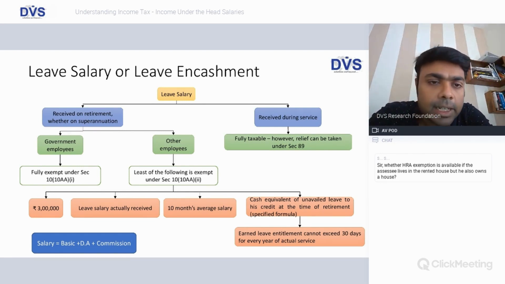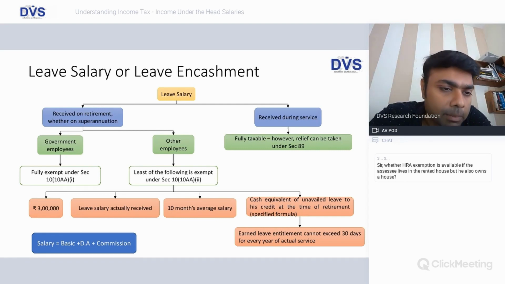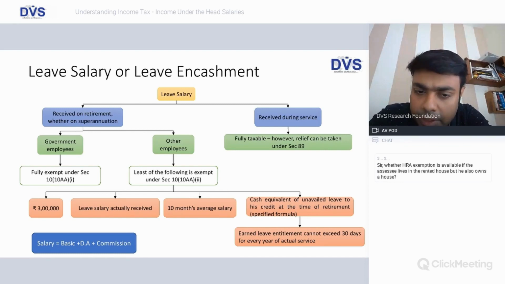Next, leave salary or leave encashment. So when you talk about leave salary, if it is received on retirement or superannuation, for a government employee it is fully exempt. For other employees, you have the 10(10AA) rule: 3 lakhs, actual leave salary, 10 months average salary, cash equivalent to unavailed leave, subject to a maximum of 30 days for every completed year of service.